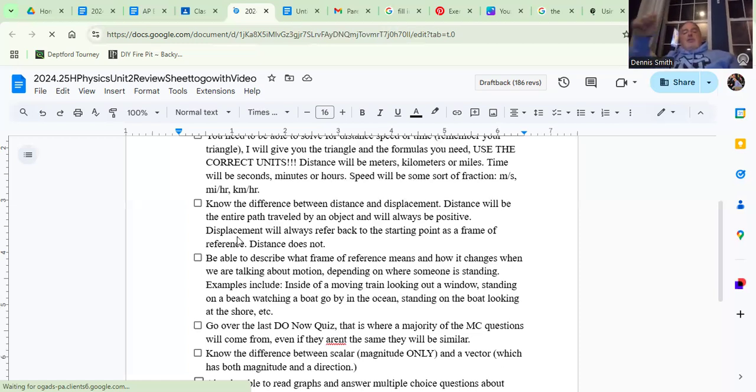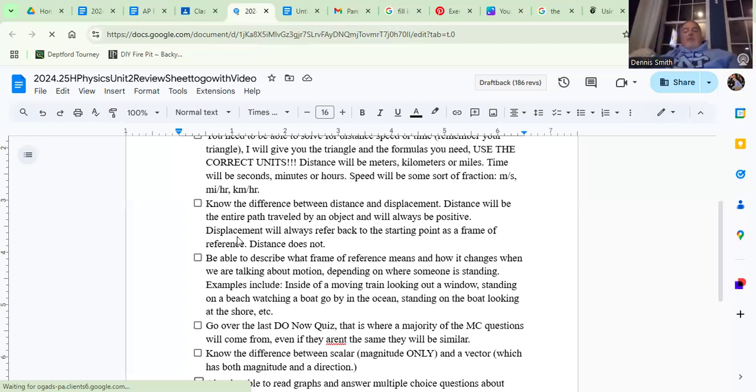When we're talking about displacement, you always have to have a number and a direction, or some sort of descriptor. It can be negative, because remember, anything to the left or down is negative, and anything to the right or up is positive, okay?